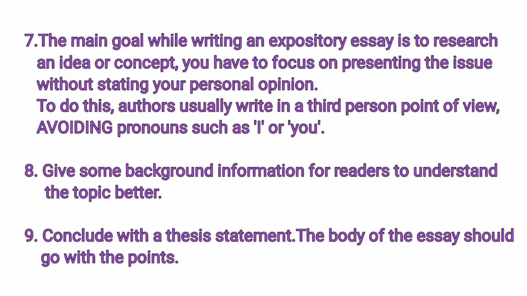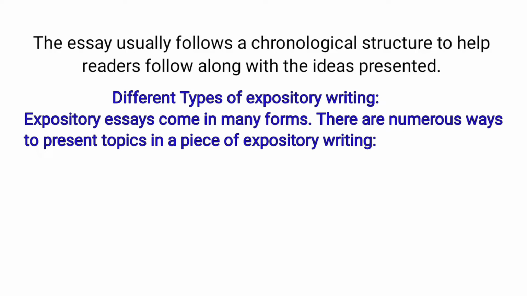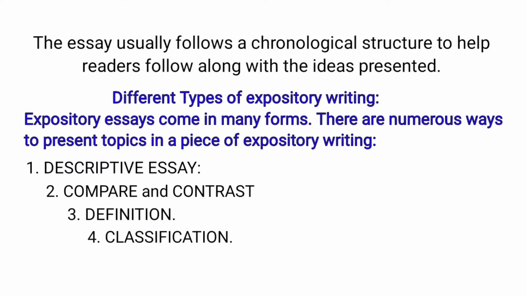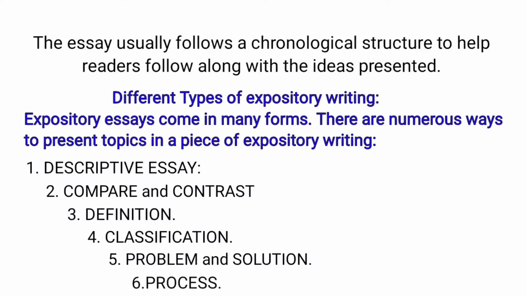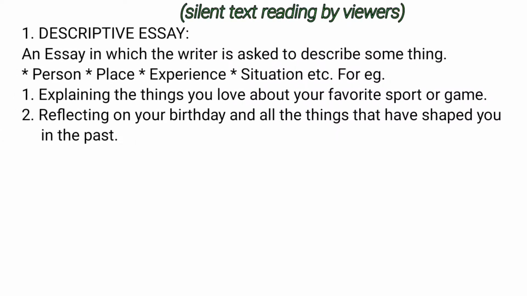So, give some background information for readers to understand the topic better. The last one, conclude with a thesis statement. The essay usually follows a chronological structure to help readers follow along with the ideas presented. Now, different types of expository writing. They are descriptive essay, compare and contrast, definition, classification, problem and solution, and process. Explanation of different types of expository writing with examples.